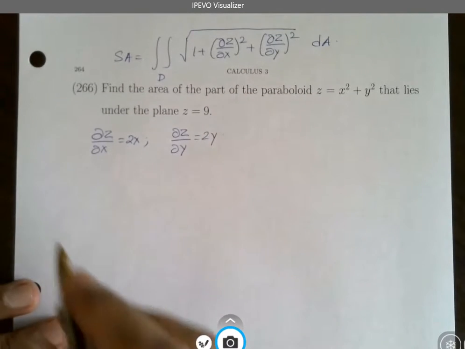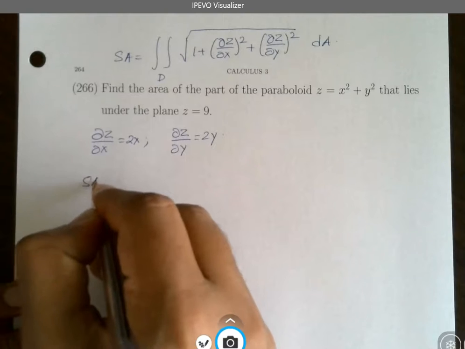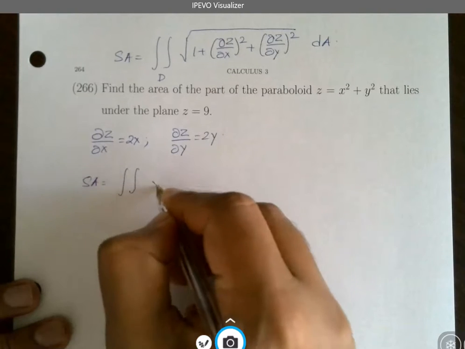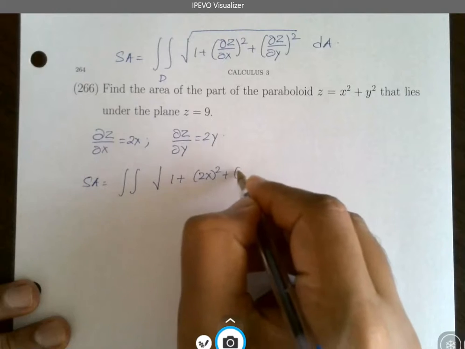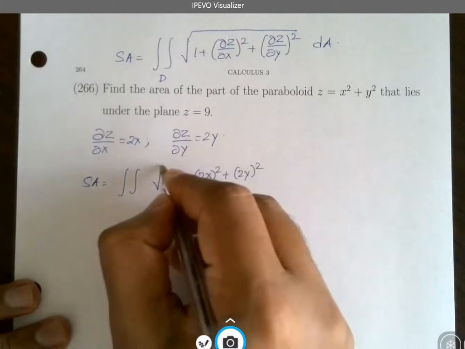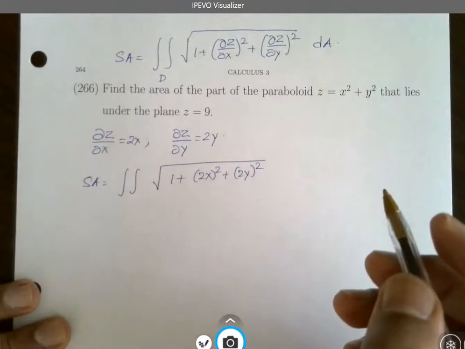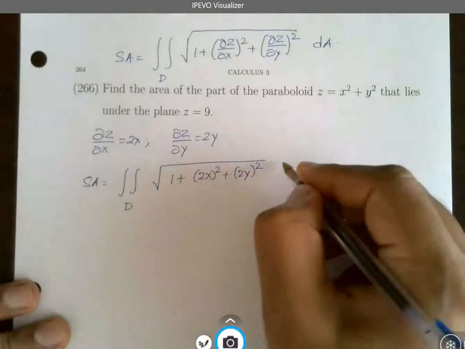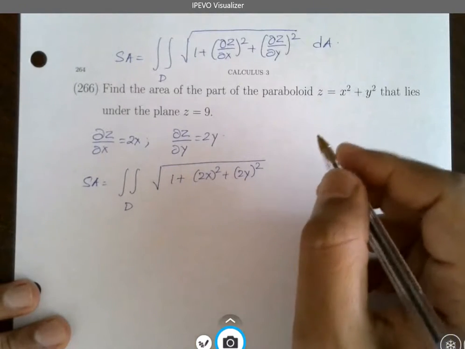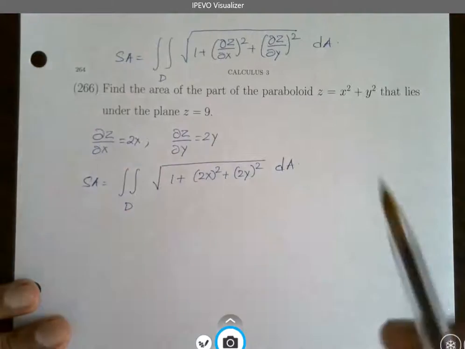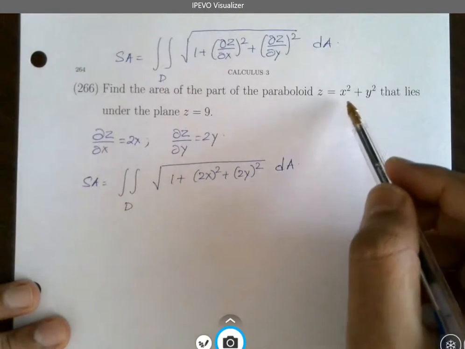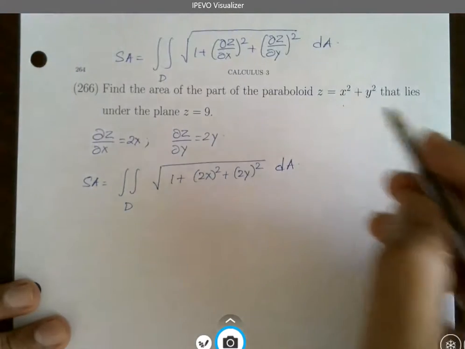Then the surface area is going to be the integral over the domain D of the square root of 1 plus (2x) squared plus (2y) squared, and dA means you get dx dy. Now the question is, what would be the limits of integration? How would I go about the limits of integration?